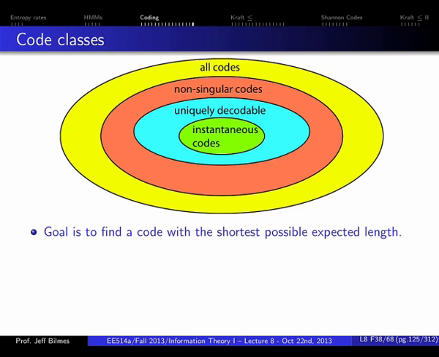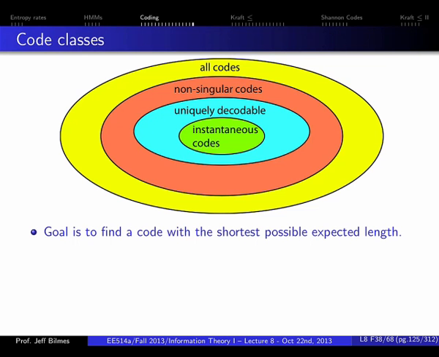And then last, we have the instantaneous codes, which are basically prefix-free. No code word is a prefix of any other code word. And the set of instantaneous codes is smaller, of course, than the set of uniquely decodable codes, which is smaller than the set of non-singular codes, which is smaller than the set of all codes.